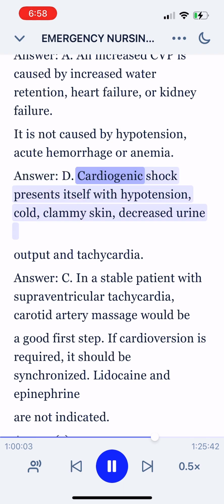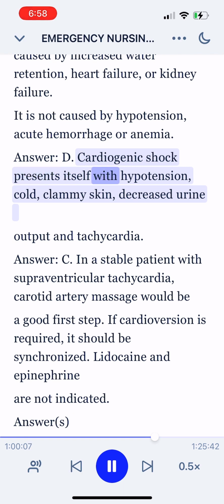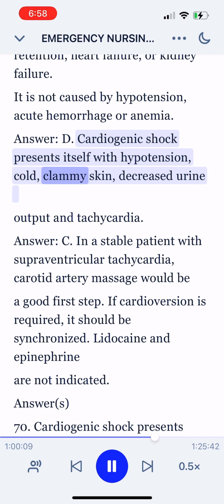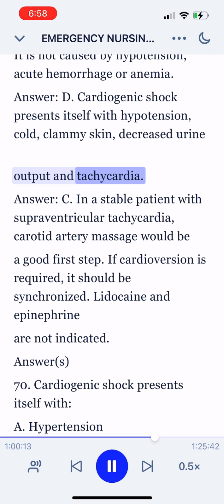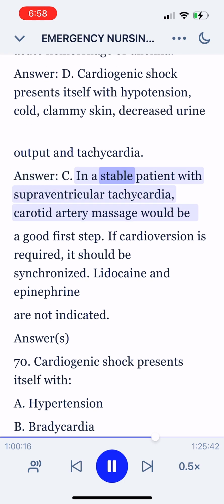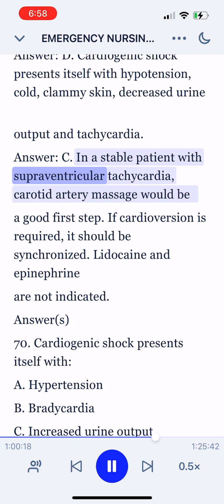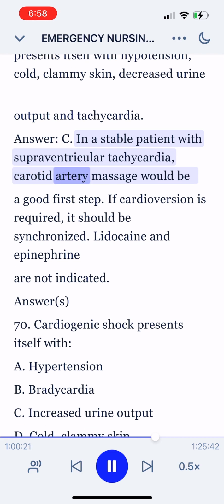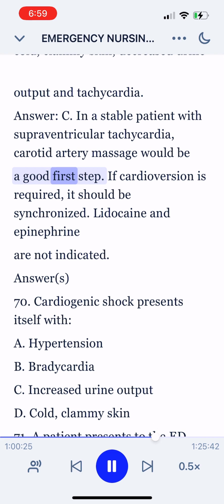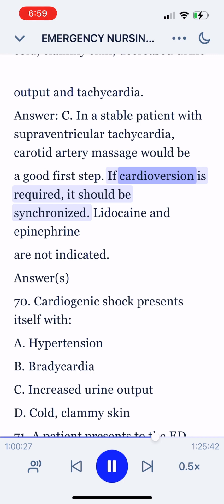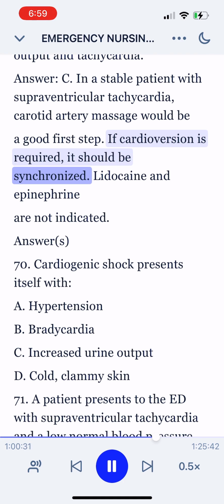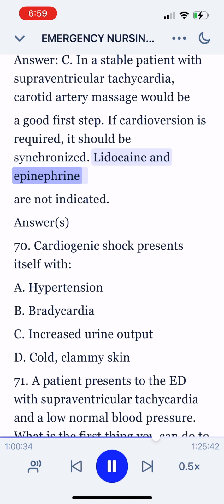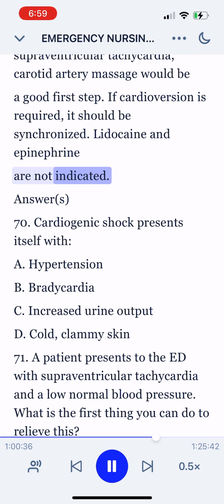Answer D. Cardiogenic shock presents itself with hypotension, cold, clammy skin, decreased urine output and tachycardia. Answer C. In a stable patient with supraventricular tachycardia, carotid artery massage would be a good first step. If cardioversion is required, it should be synchronized. Lidocaine and epinephrine are not indicated.